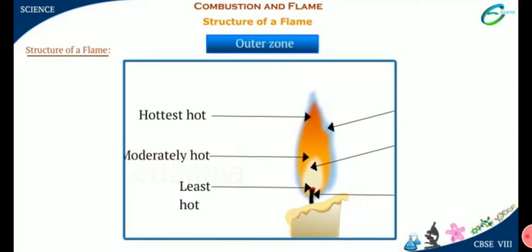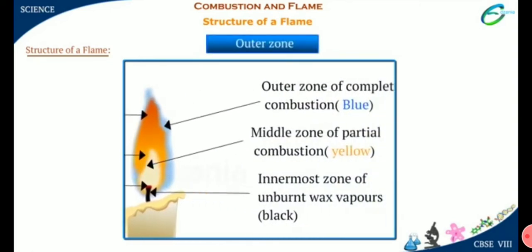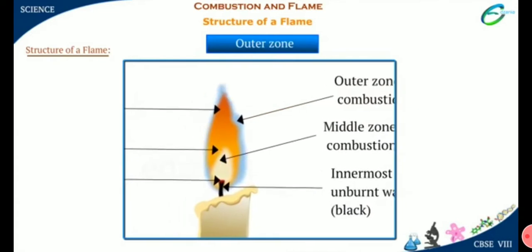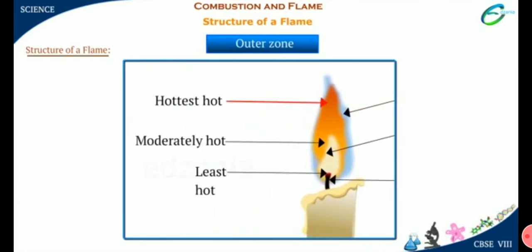In the outer zone, the wax vapors burn completely in the presence of sufficient oxygen from air. The color of the flame is blue and the temperature in this region is very high.